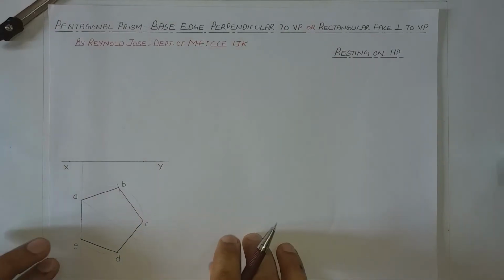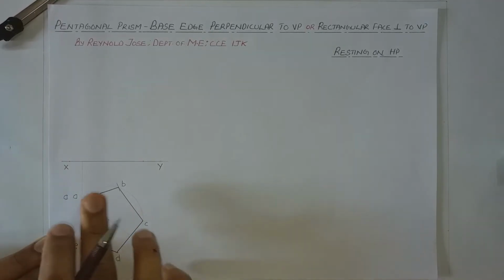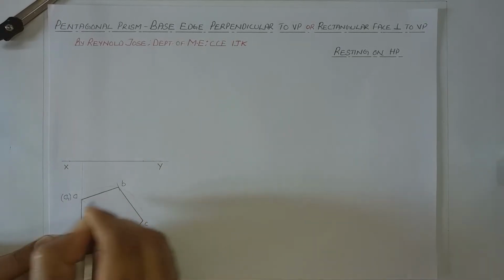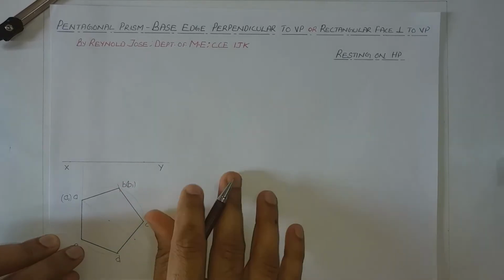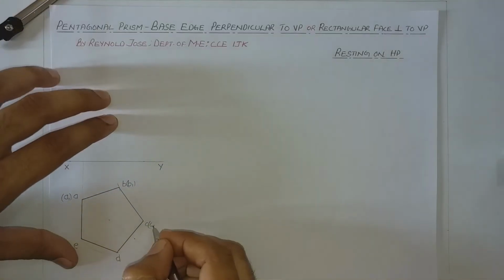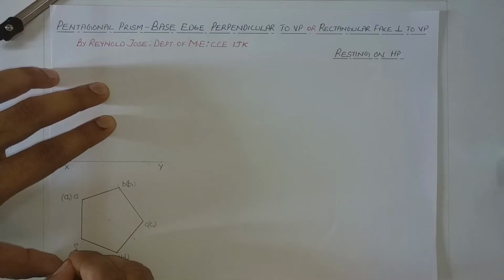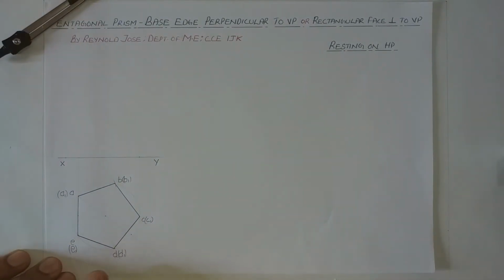Now we shall name the base corners in this way. Let us name the base corner which is invisible on this side as A1. Here it is B1, C1, D1 and E1. As A1, B1, C1, D1, E1 are invisible, I have written them in brackets.